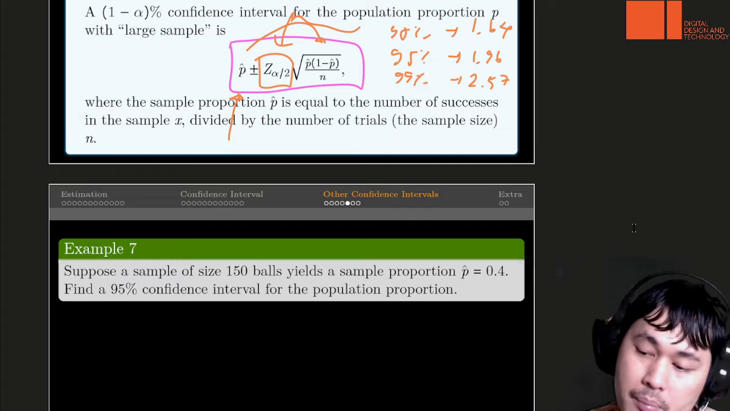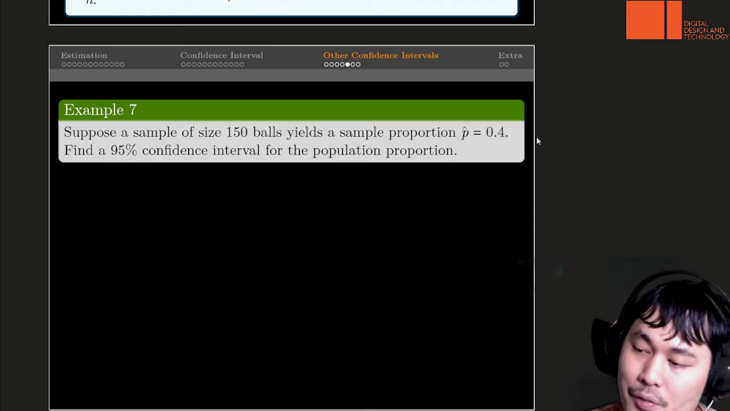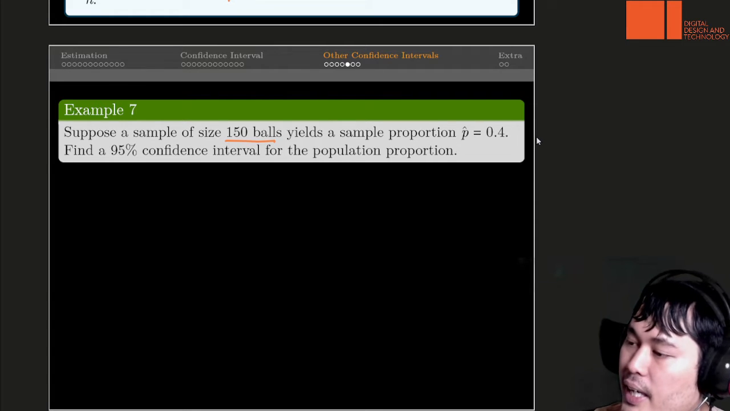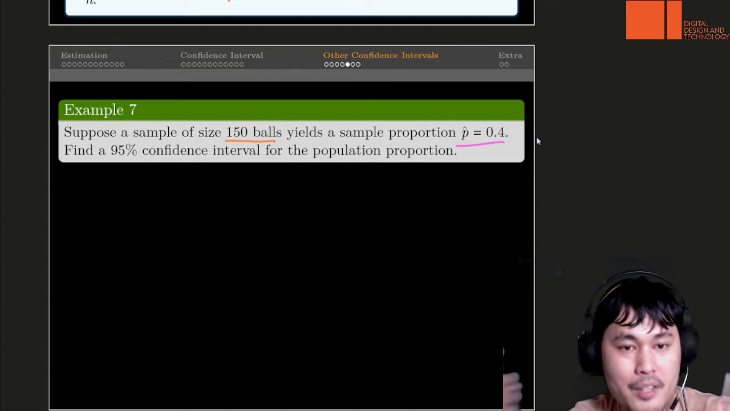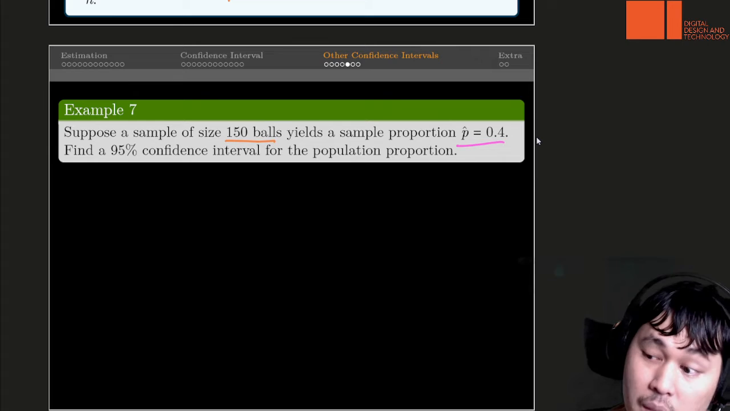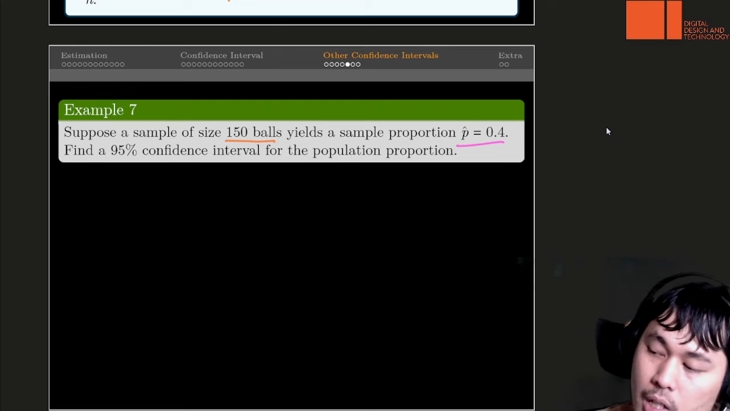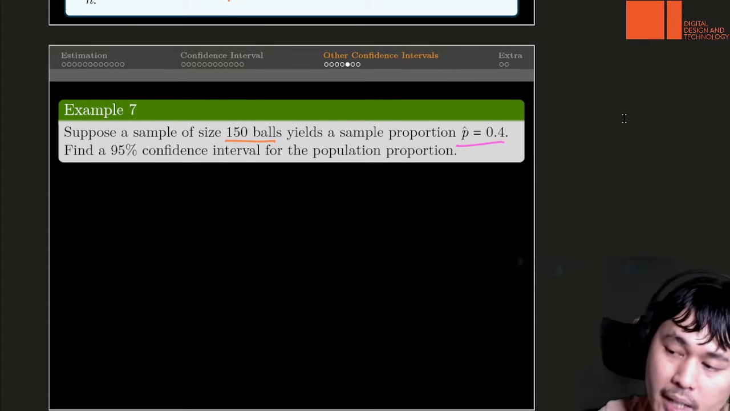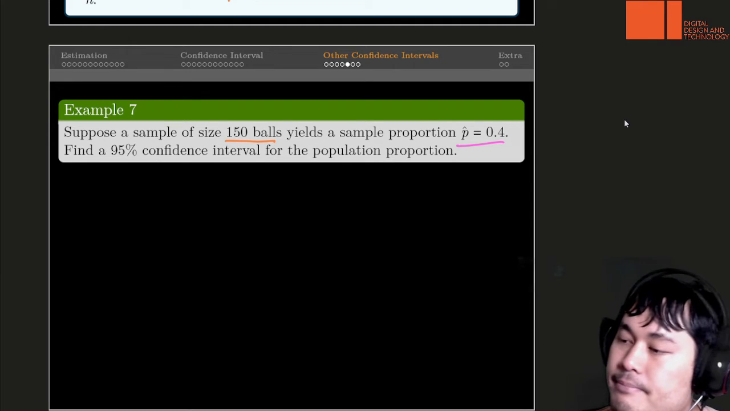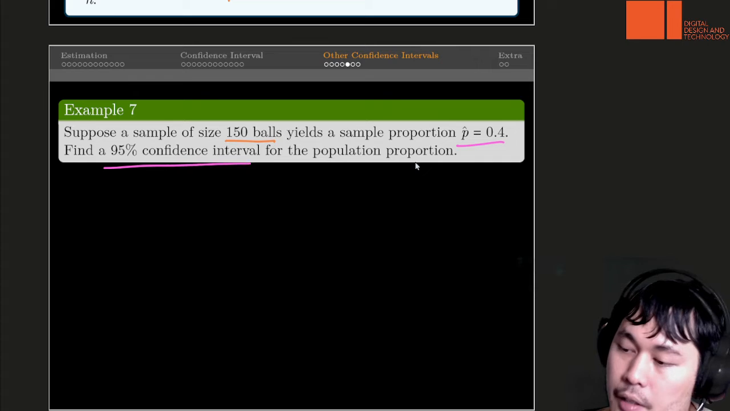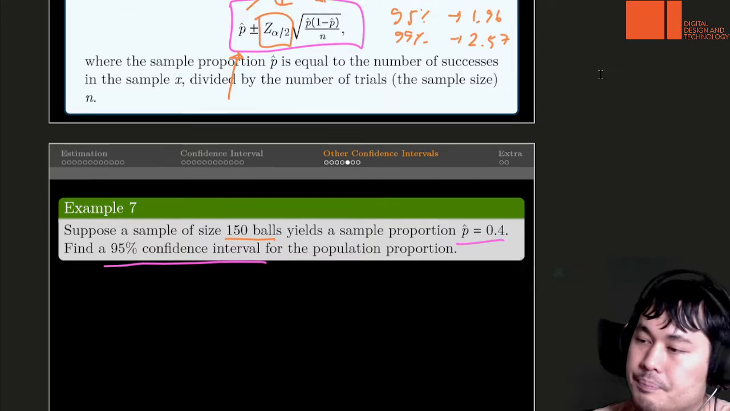Okay, let's see a quick example of that. Yes, so suppose we get the actual balls. Sorry, suppose your bag has lots of balls, and you take 150 balls out of those bags, and then you get the ratio of 0.4. To estimate the population proportion, and then use a 95% confidence interval, then we simply apply that formula.